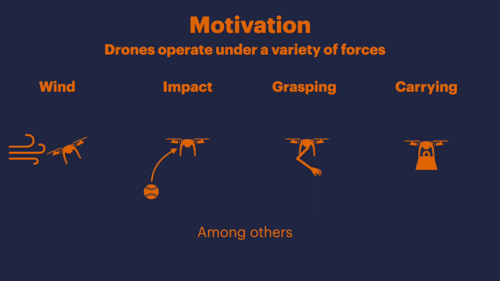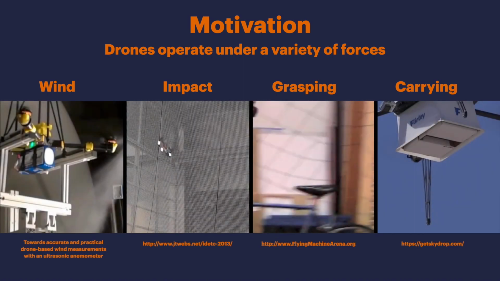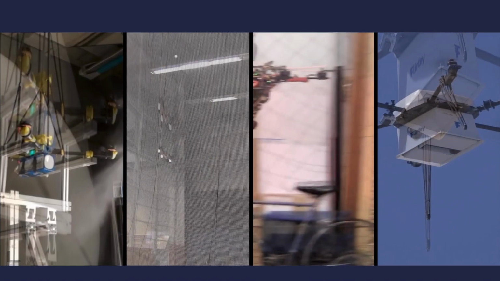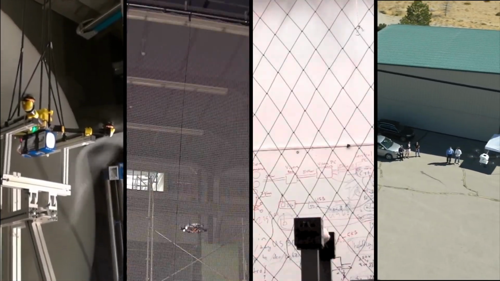Drones operate under a variety of forces. For example, we have wind forces, impact forces, grasping forces, or carrying forces. Here you can see examples of each. We quickly notice that each of these scenarios can be described by looking at the forces they exert on the drone.